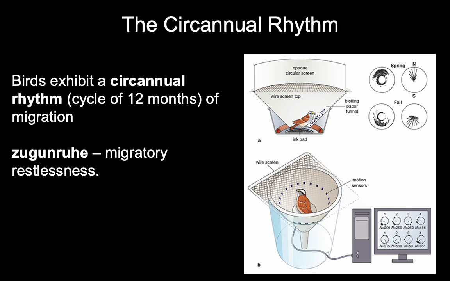And if you put them in a funnel, they will jump towards a particular direction in the funnel that coincides with the direction in which they're trying to migrate. We used to do this with paper funnels and ink pads. Now we do it a little bit more sophisticated with motion sensors and record this information digitally. And so this is a very interesting circannual rhythm that we see in migratory birds.